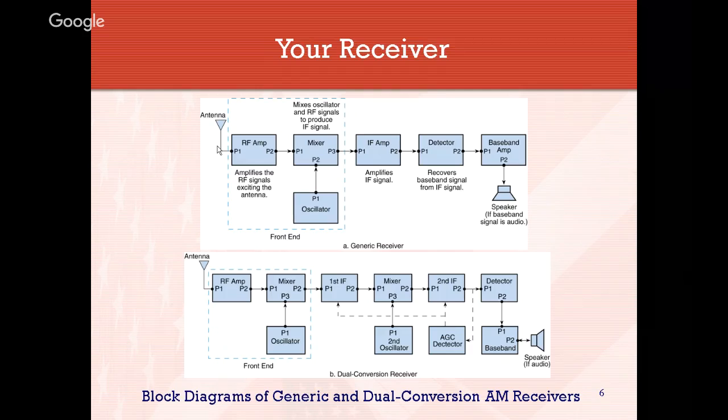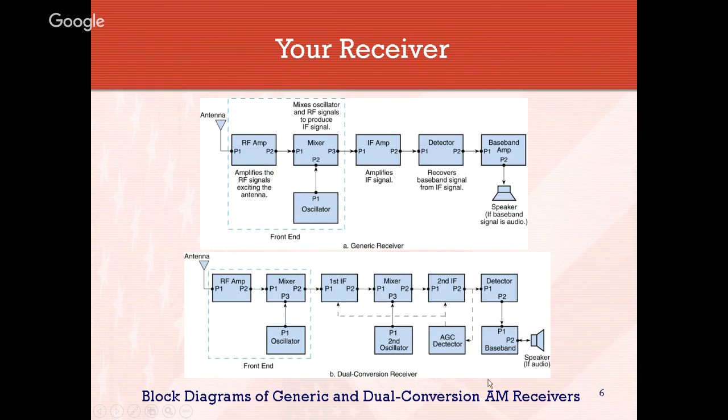So you have your RF amp, then you have a mixer, okay, because you have a local oscillator there in the front end of the receiver, which comes in and mixes with that signal and produces an intermediate frequency, an IF signal, and goes into the IF amp, the detector, which recovers baseband signal from the IF, and it goes into the baseband amp, which literally just takes the audio and throws it into the speaker. And that's the generic receiver.